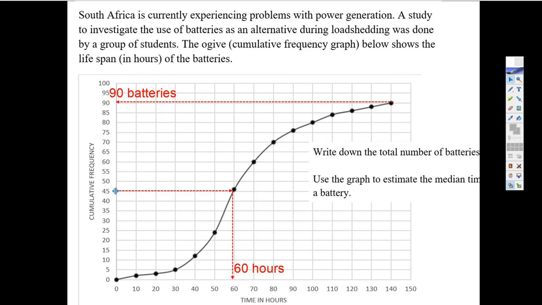You could go 45.5 or something, but you're doing an estimate here. Anyway, you can just go straight to the middle. You can go n plus 1 divided by 2 to get the median, but just to the middle, 45. You just run over to hit your Ogive curve and run down, and it looks like it's right on 60 hours. 45 goes with 60. Using the curve, our median time would be 60 hours, and we're just reading it down there. Okay, let's look at the next question.